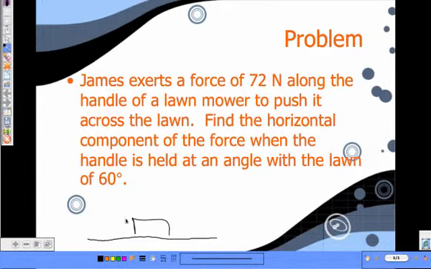So if we're pushing a lawnmower, we're pushing, so we're going down at this angle. This angle is 60. And this is 72 newtons. It'd be like you're pushing down and the handle is at the same angle.